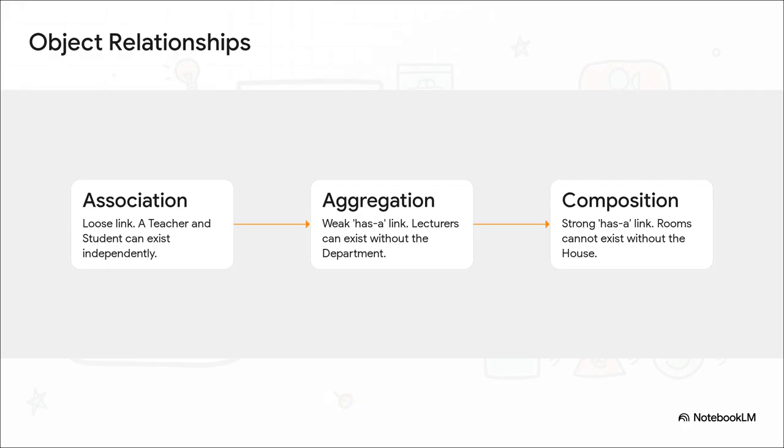And finally, there's composition. This is a strong has-a link. A house has rooms. If you demolish the house, the rooms go with it. They can't exist on their own.